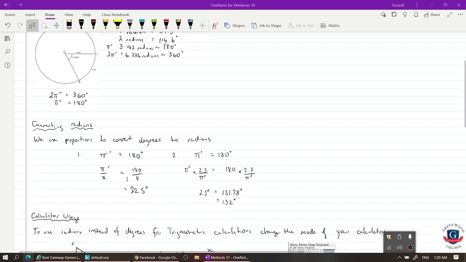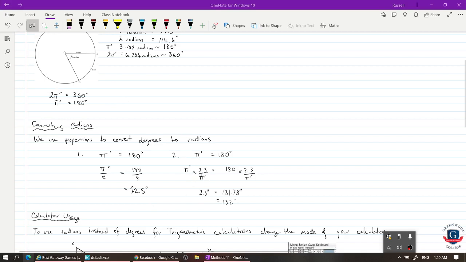Now, we can use that property that pi radians is equal to 180 degrees to help us find other angles. So if we wanted to know what pi on 8 radians was, we could divide both sides of this equation by 8, and we'll find out that it's 22.5 degrees.